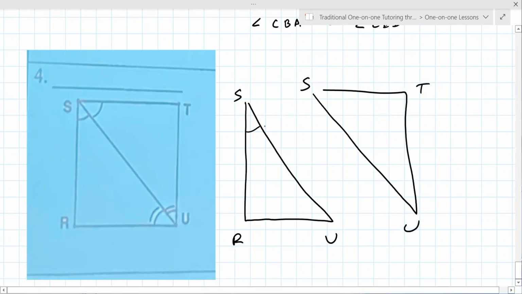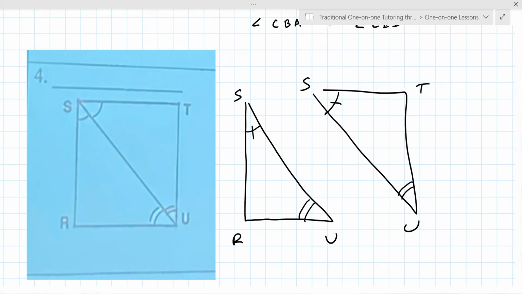Like all you know is that angle S is congruent to this other angle S. And then this angle U down here is congruent to this other angle over here. That's not enough. That's just two angles. Oh, right, I need to get the sides. I guess you could assume R... No.